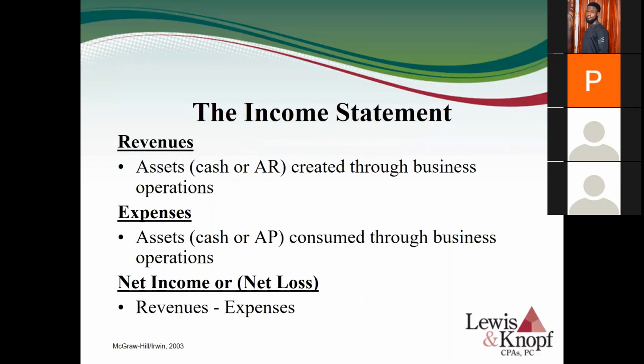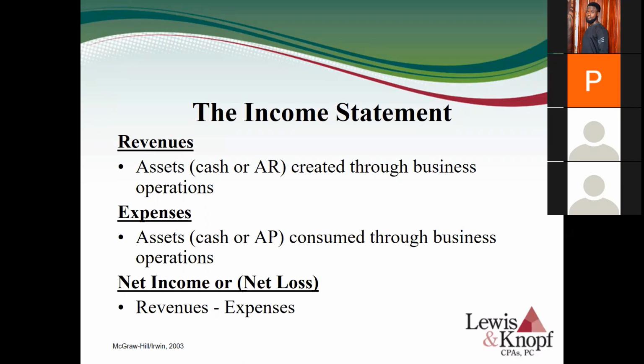So revenues are the assets, cash or AR. The AR stands for accounts receivable, created during the business operation. So in this, you may have some of the money not paid that you are expecting, and that is the AR, accounts receivable. And then expenses: cash or accounts payable consumed during the business operation. So how much did you spend during your operations?